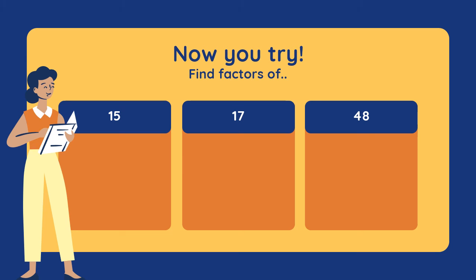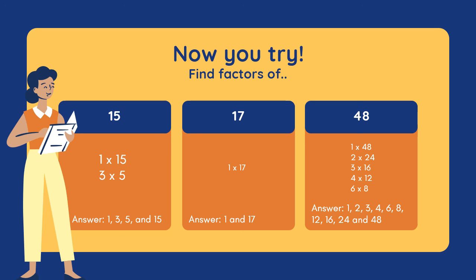So for factors of 15, we have 1 times 15 and 3 times 5 gives us 15. So the answer is 1, 3, 5, and 15. For 17, we only have 1 times 17 as the factors. So the answer is 1 and 17. Factors of 48, we have 1 times 48, 2 times 24, 3 times 16, 4 times 12, and 6 times 8. And the answer is 1, 2, 3, 4, 6, 8, 12, 16, 24, and 48.